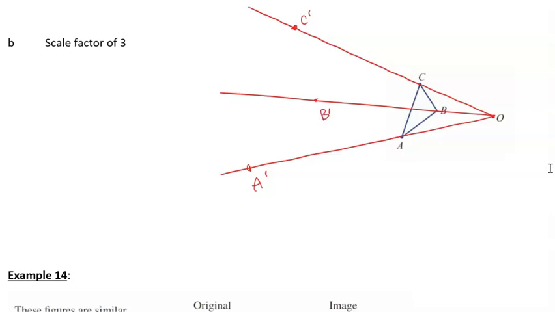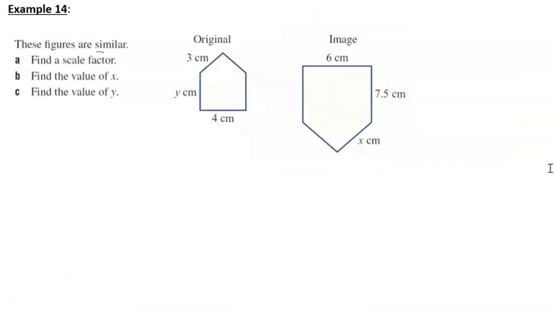And so if our scale factor is larger than 1, it doesn't matter which way it's going, then our image is going to end up being larger than our original. This one happens to just go in this direction. These figures are similar, so we know that for a start.